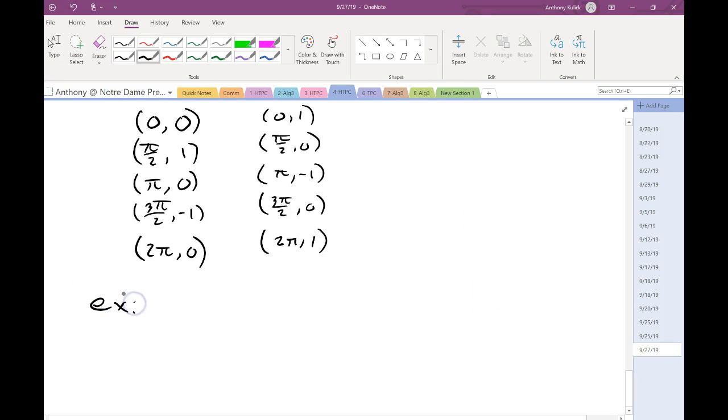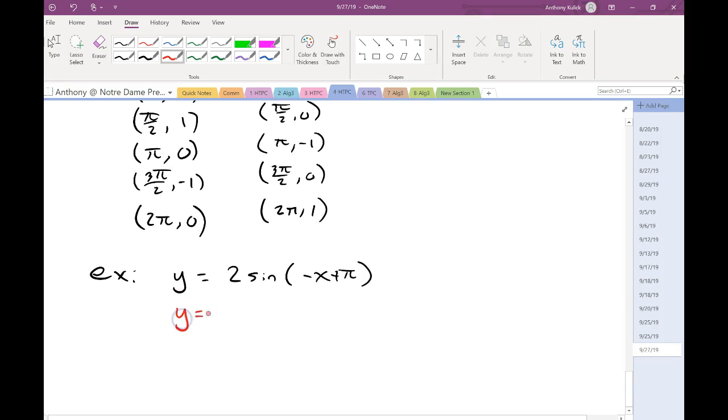So let's take the example here. Say that we wanted to graph y equals 2 times sine of negative x plus pi. The first thing I do is I'm going to rewrite this so that it's obvious to me what my values for a, c, h, and k are.